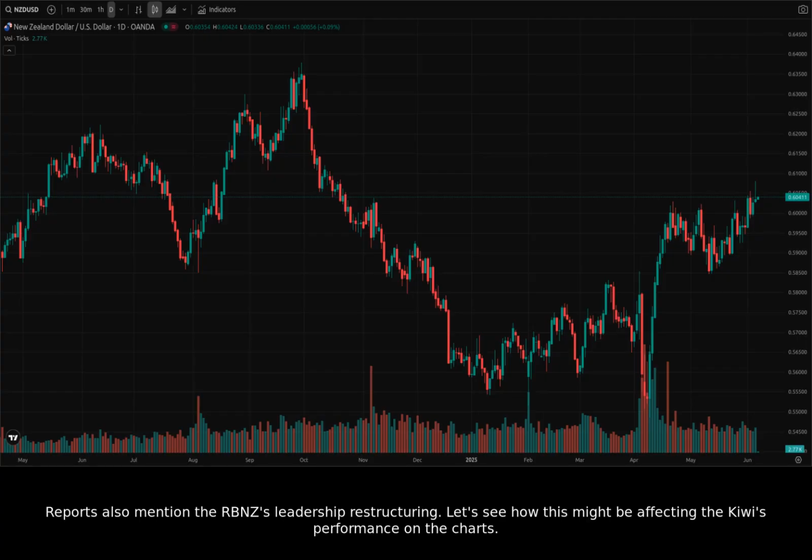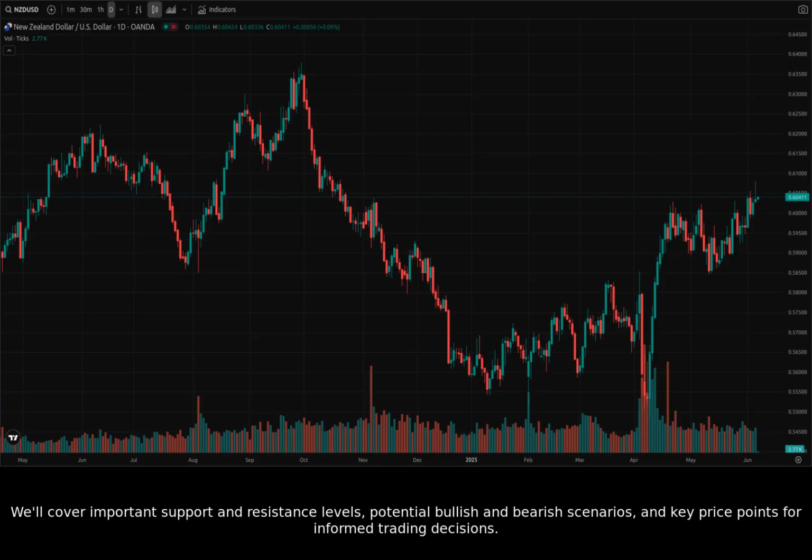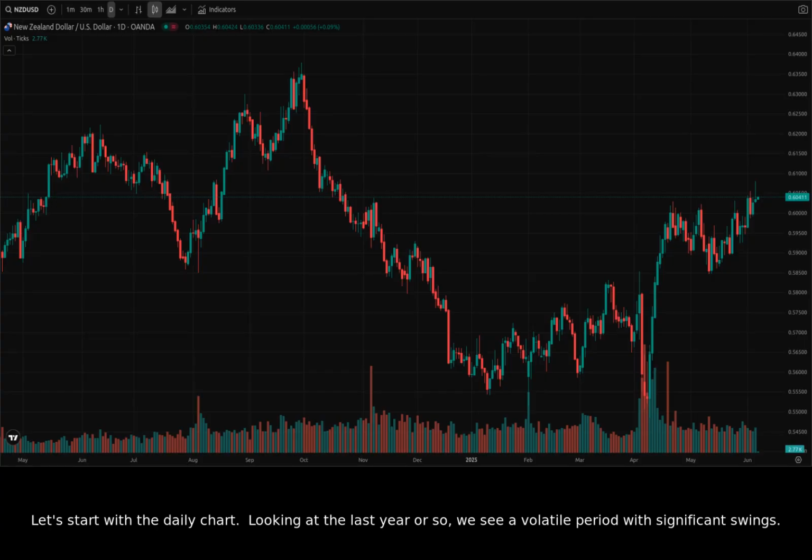Reports also mention the RBNZ's leadership restructuring. Let's see how this might be affecting the Kiwi's performance on the charts. We'll cover important support and resistance levels, potential bullish and bearish scenarios, and key price points for informed trading decisions. Let's start with the daily chart.